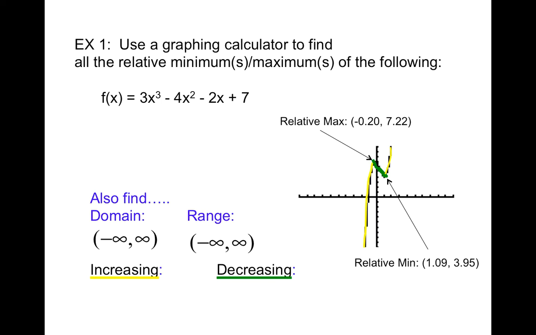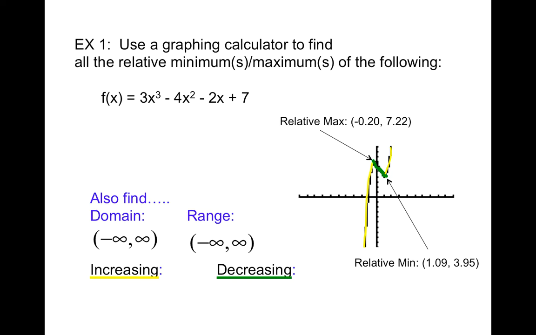The next part of this example is asking you to find the intervals over which the function is increasing or decreasing. Notice how I've highlighted on the graph two yellow sections and a green section. The yellow section is increasing. The green section is decreasing. A couple of things to keep in mind.